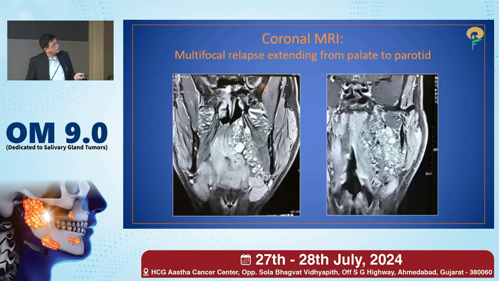Just take a look at his MRI scan. This is what happens with spillage. You need to see this. You can see the entire space from the soft palate down to the parotid is full of hundreds of deposits of tumor. That's what happened.